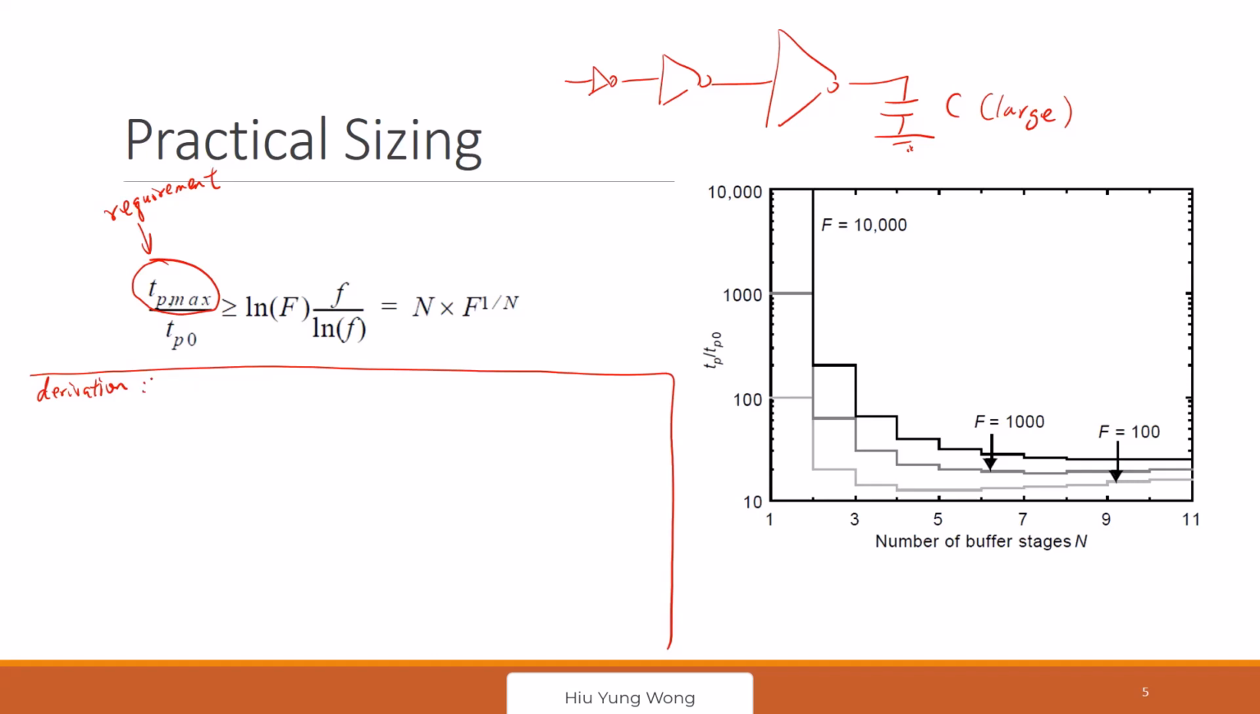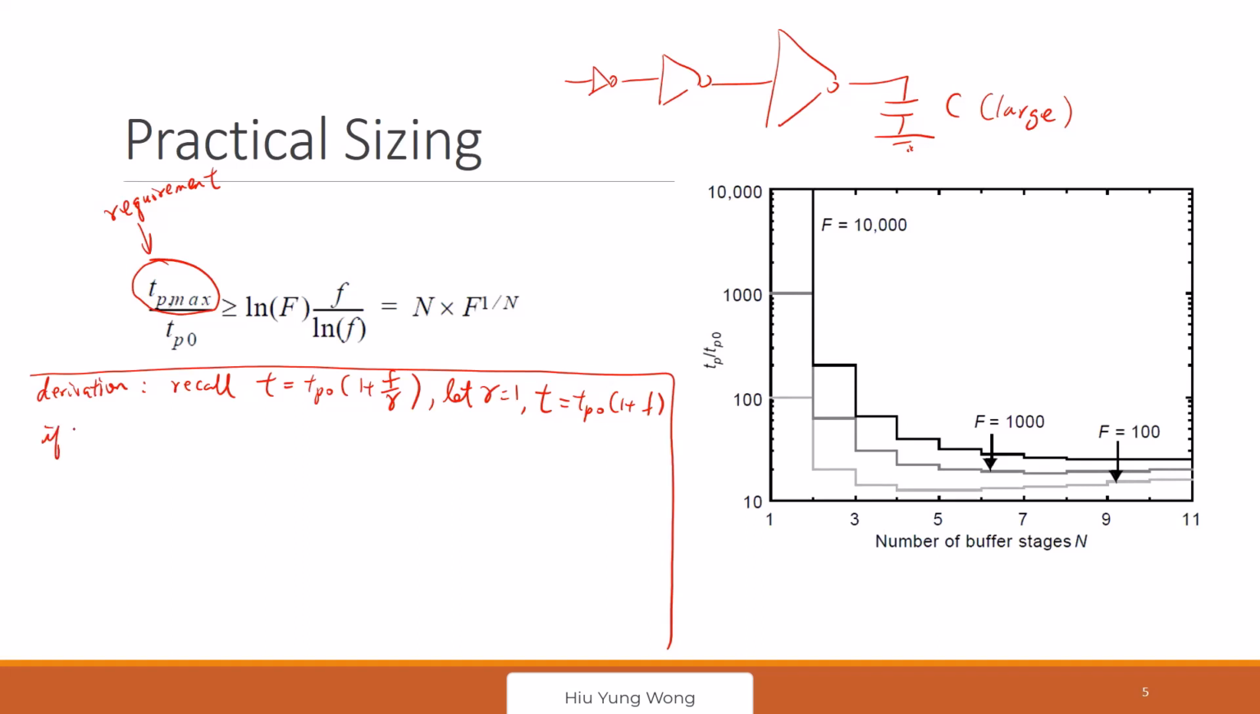So we recall the delay of an inverter is TP0 times 1 plus f divided by gamma, right? TP0 is the intrinsic delay that we have learned before, right? If we assume gamma equal to 1, this is just an approximation. In reality, you need to do simulation. Then, of course, this TP becomes TP0 times 1 plus f, right? Okay. Now, then what is the total delay?